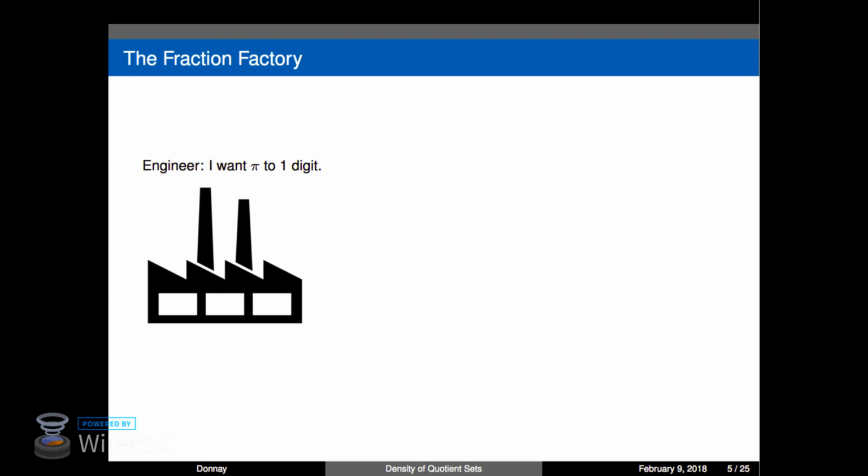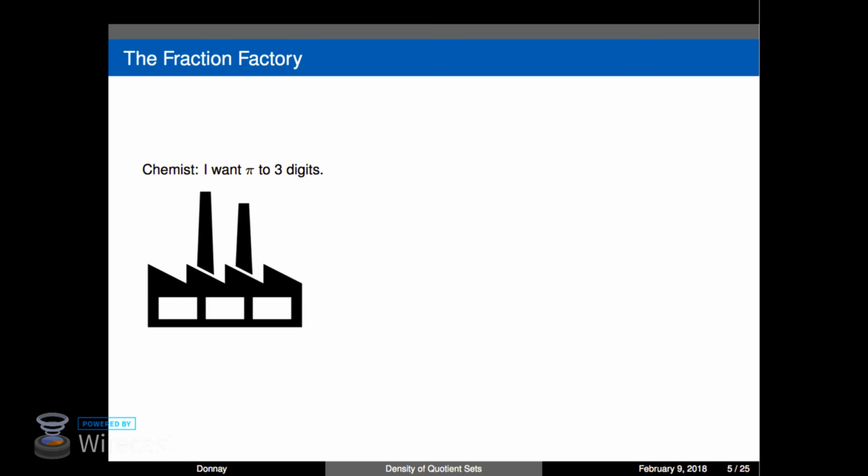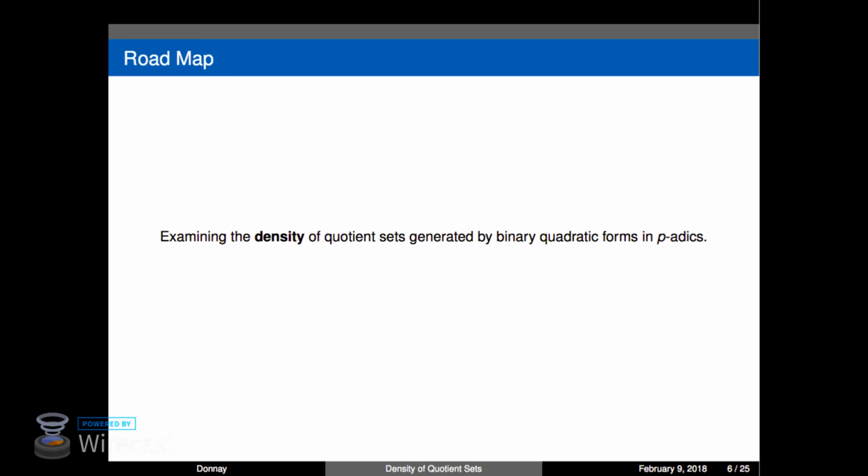So an engineer might walk through the door and say, I want pi to 1 digit. So the fraction factory says, okay, here's 3 over 1. A chemist might walk through the door and say, I want pi to 3 digits, because I'm just a little bit better than the engineer. So the fraction factory would say, here's 157 over 50, 3.14. And finally, a pastry chef might walk through the door and say, I want pi to 47 digits, because I go to Pomona. And so the fraction factory would spit out this monstrosity, which, if you'll trust me, is pi to 47 digits. So what are we really illustrating here?